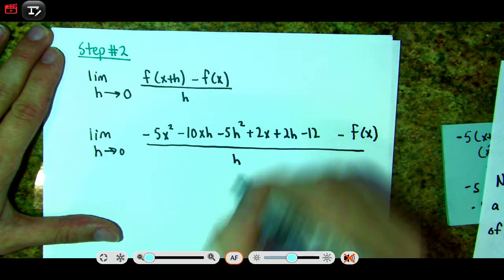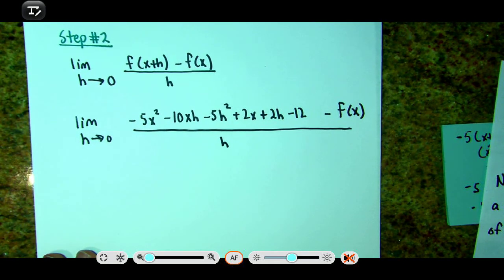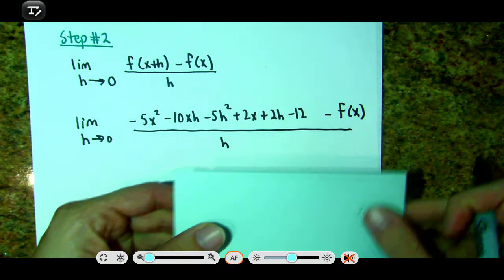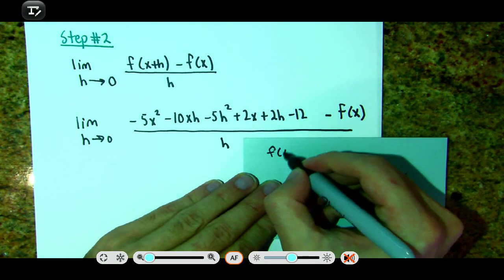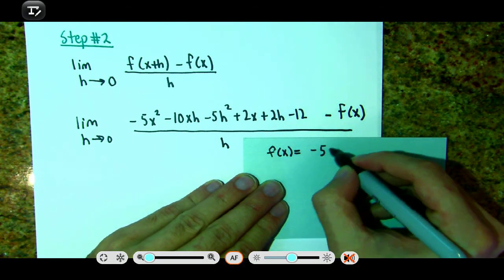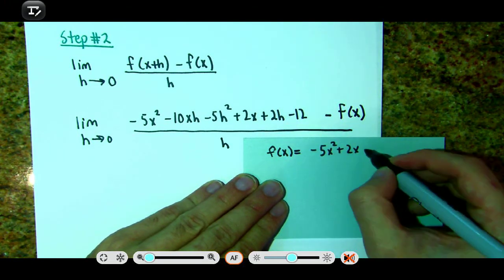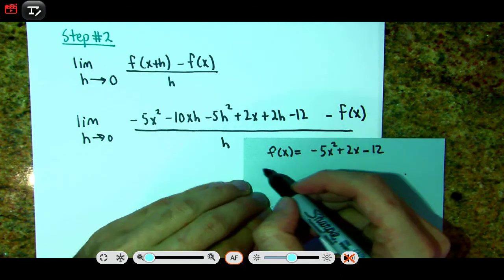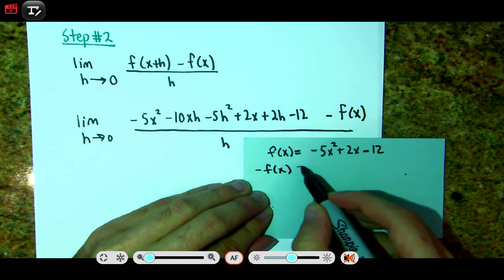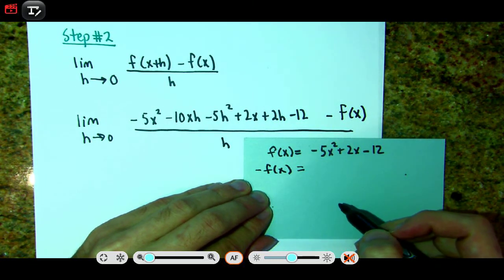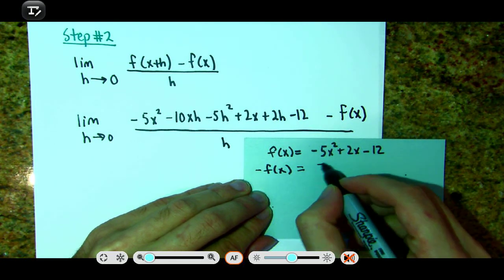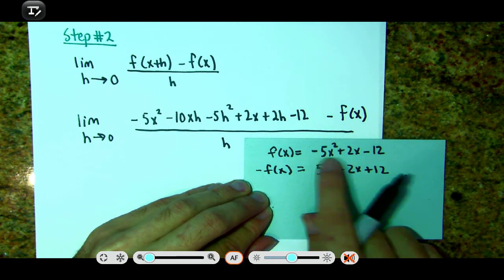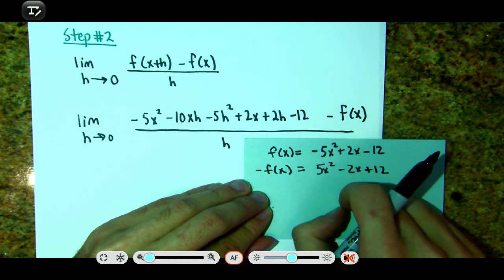Okay, now let's go back for a quick second. What was f of x equal to? It was equal to negative 5x squared plus 2x minus 12. So if I said, what is negative f of x? Basically, what do you think would happen? It changes the sign for each thing within f of x. And that's what we're going to substitute here for that negative f of x.